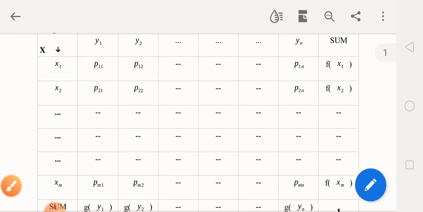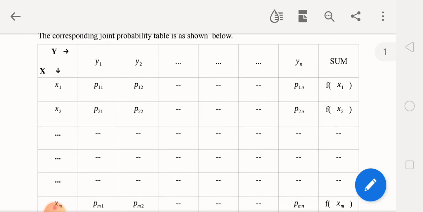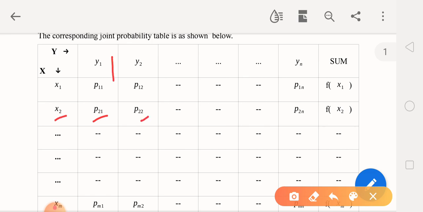In the next row, P21 is the probability when X equal to x2 and Y equal to y1. P22 is the probability when X equal to x2 and Y equal to y2. So on. P2n is the probability when X equal to x2 and Y equal to yn. Sum all the probabilities in this row and take that as f of x2.